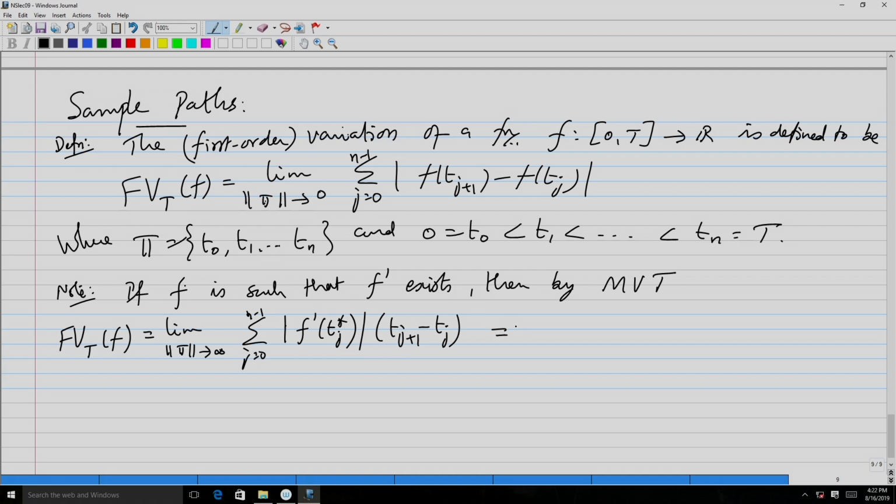In the limit, because the derivative exists, this will be equal to the integral of the absolute value of f dash of t dt, where t belongs to Tj to Tj plus 1. So, essentially the first order variation is nothing but this quantity, as you can observe.